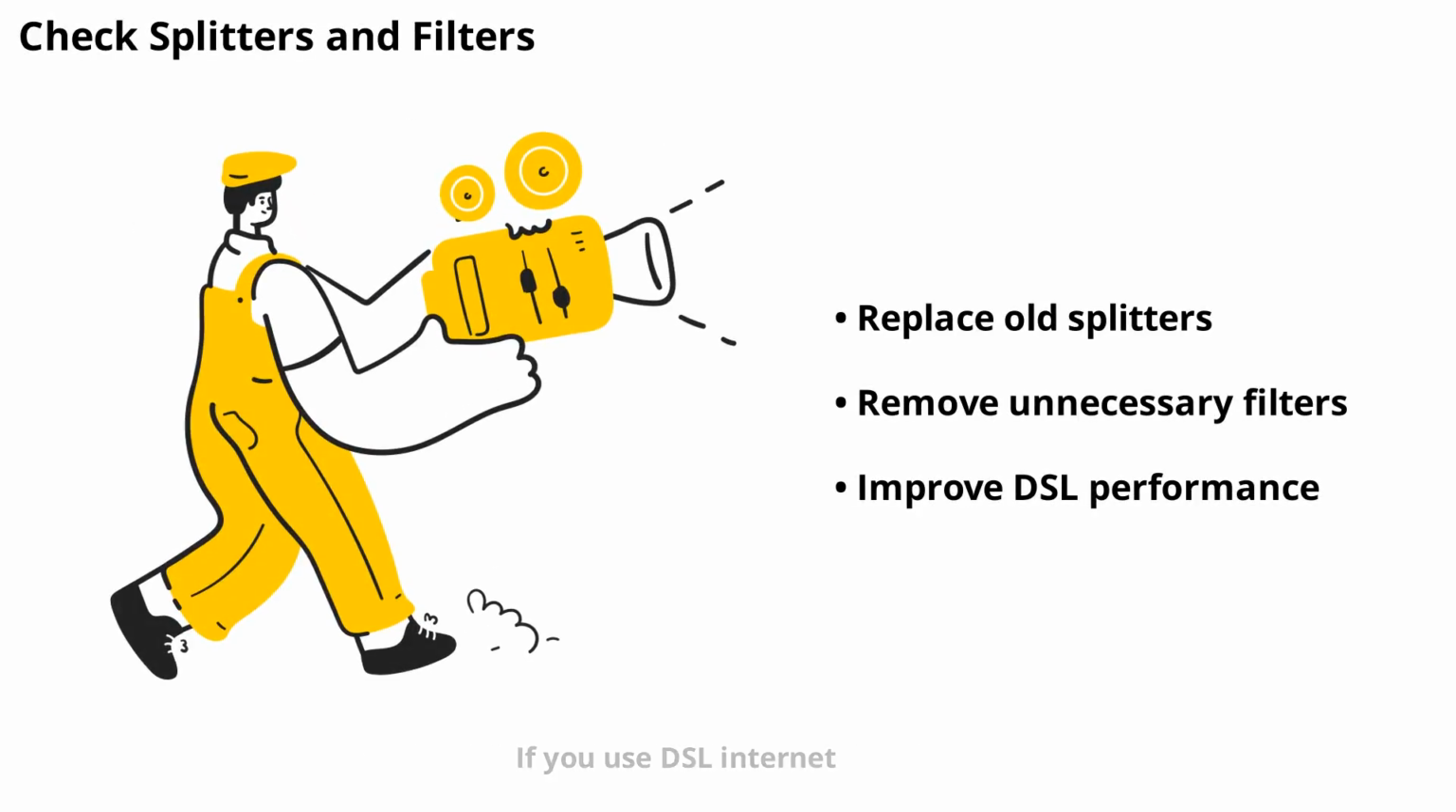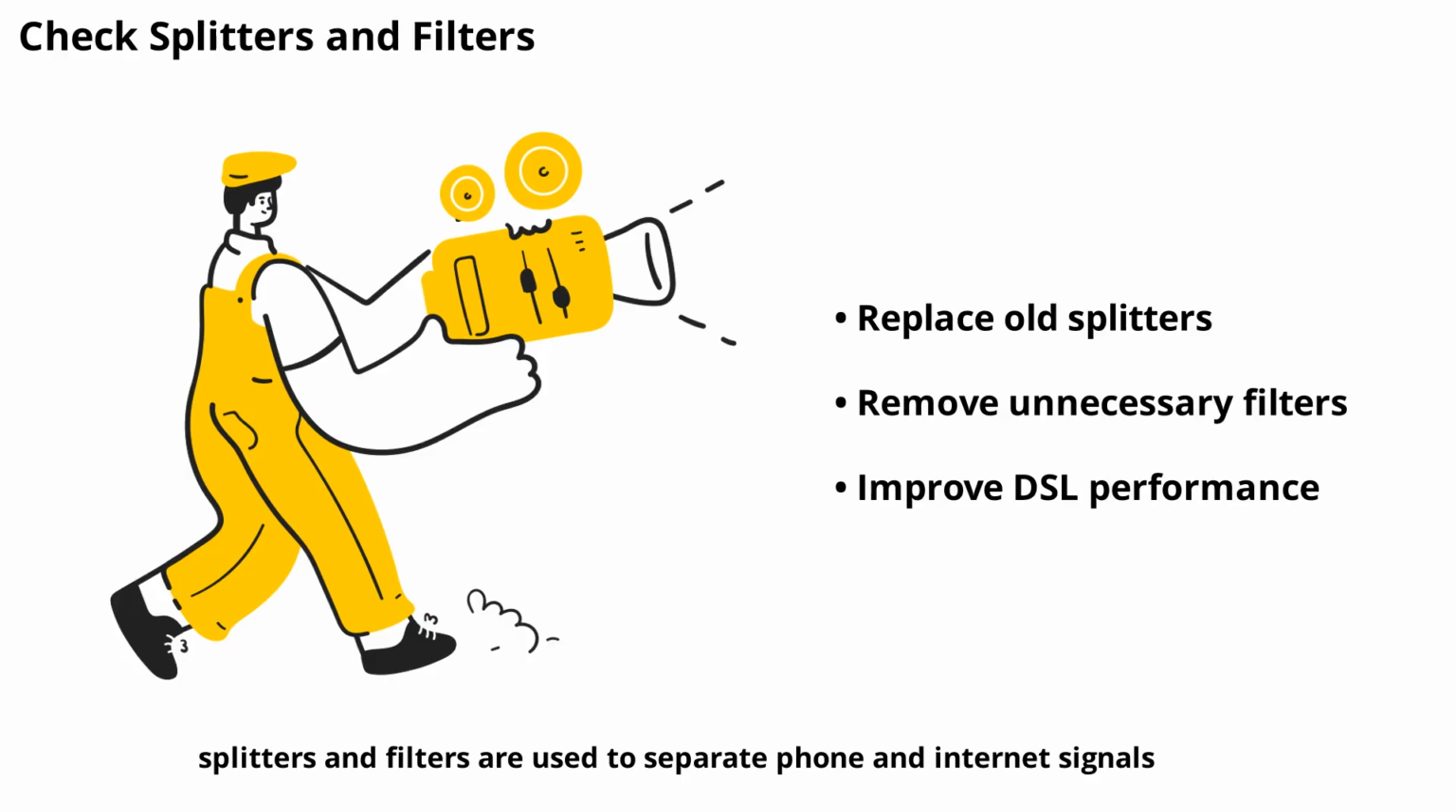If you use DSL internet, splitters and filters are used to separate phone and internet signals. Faulty or old splitters can cause slow speeds or dropped connections. Try replacing them or removing unnecessary ones to see if your speed improves.